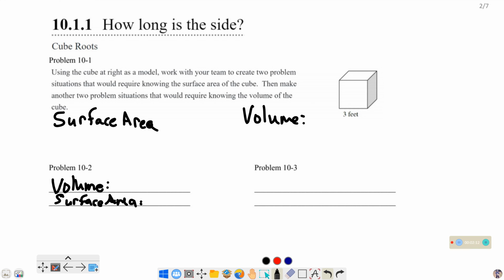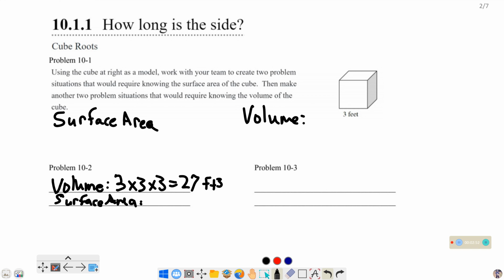Okay, problem number 10-2. Now, problem 10-2, volume is figuring out how much is inside the box. Now, in a cube, if you know one side, you know all three sides. So to find the volume, we are going to do 3 times 3 times 3. And you can do that in your head, and we get 27 feet cubed.